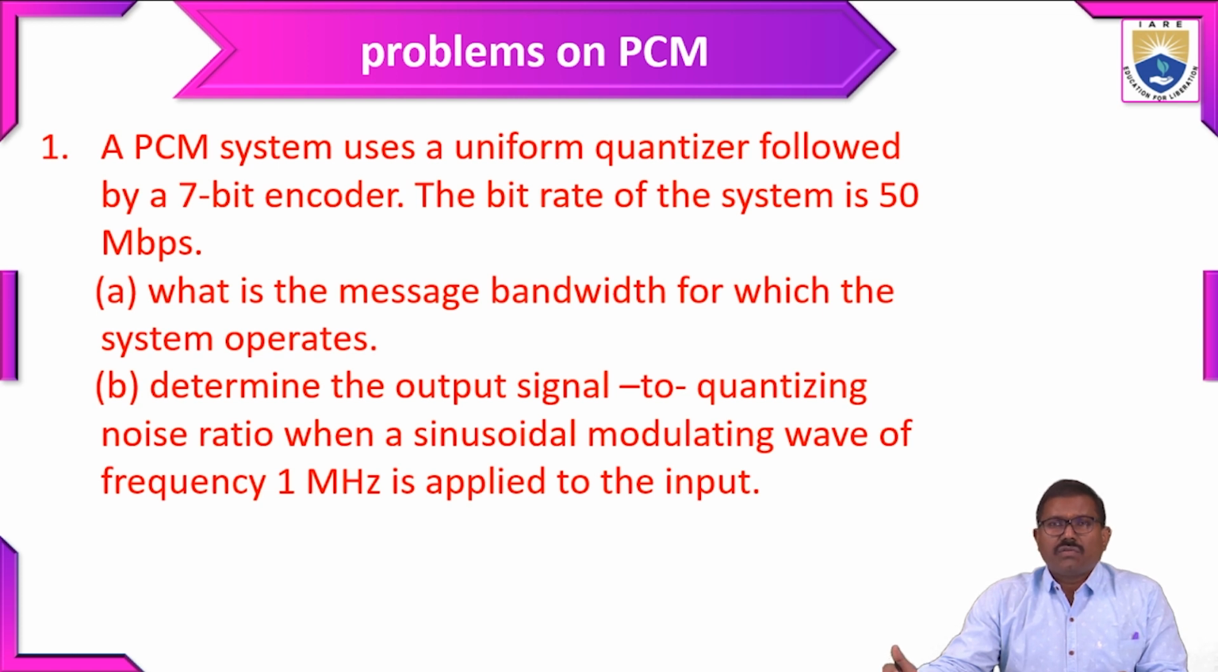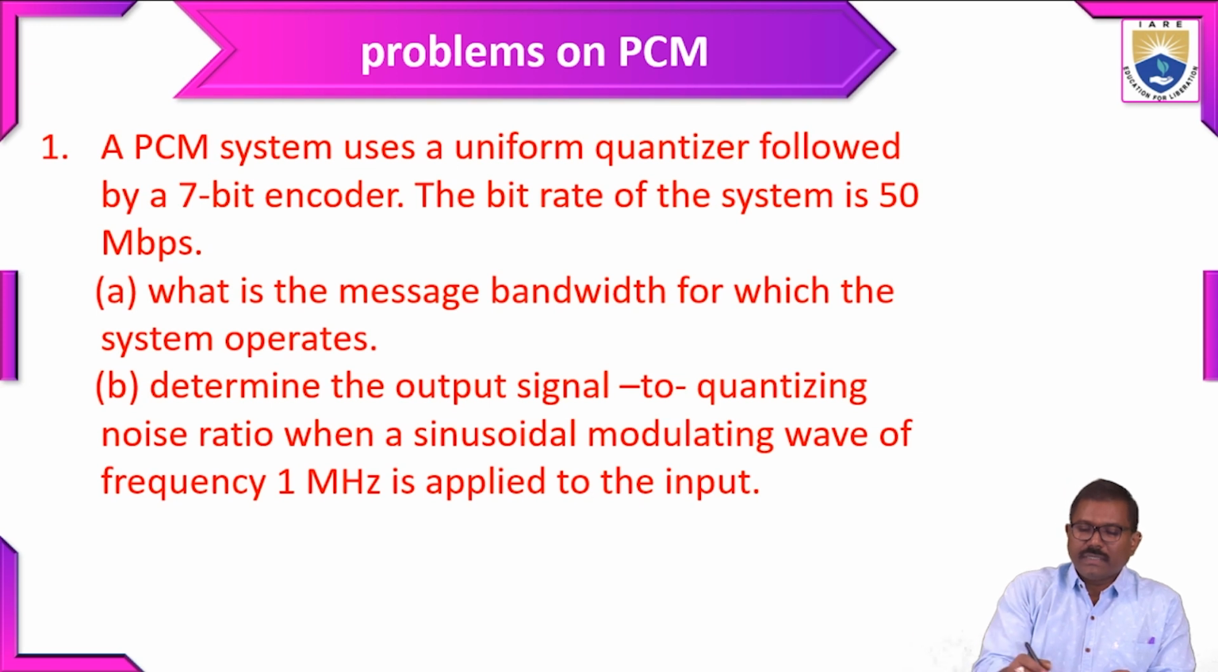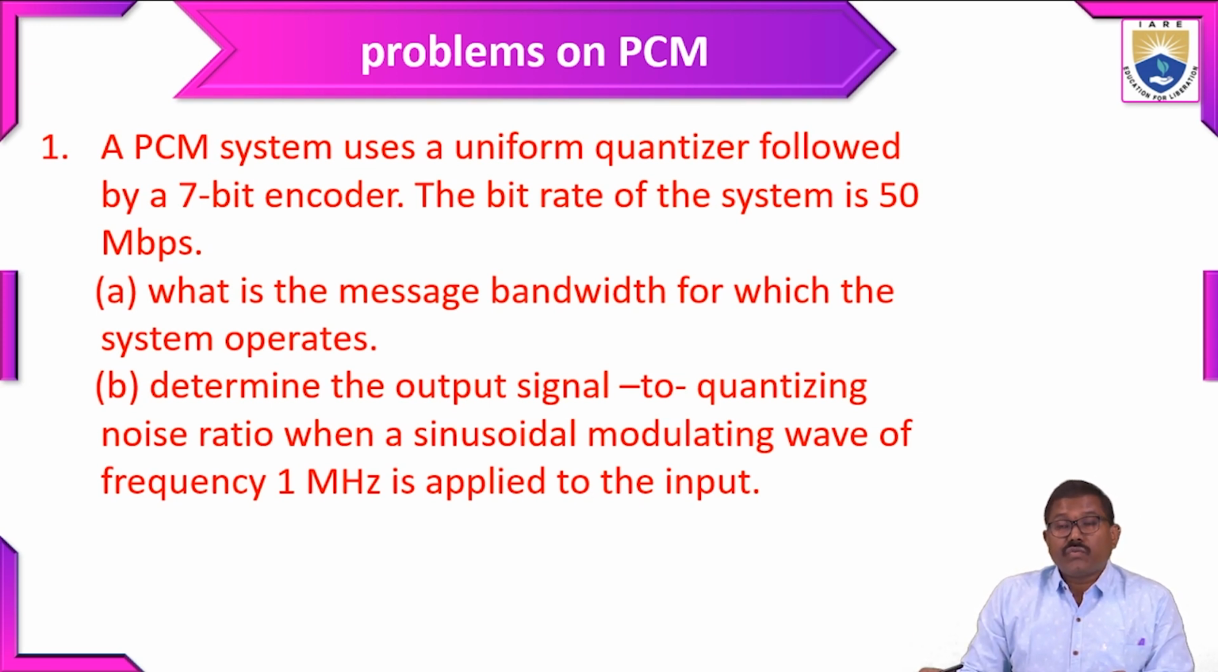First we convert the continuous signal into a discrete one, meaning a pure form of discrete signal, discrete in both time and amplitude. The sampler discretizes in the time domain, whereas the quantizer discretizes in the amplitude domain. The output of the quantizer is a pure discrete signal, which is applied to the encoder. That is why the PCM system uses a uniform quantizer followed by a 7-bit encoder, so after the quantizer we have the encoder.